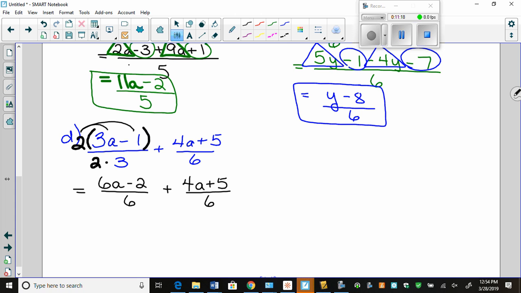Now, once we distribute that 2 through, we're right back to all the previous questions we were doing, correct? Not too bad. So we're going to go equal to all over 6. And we just write our numerator out. 6a minus 2 plus 4a. And I distribute the plus in. Plus the plus 5 is still plus 5, right? The addition ones don't change anything. It's when it's subtraction that it does. Then what do we do last? Collect like terms.